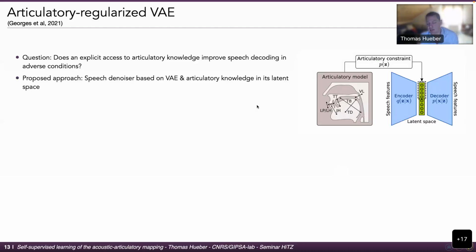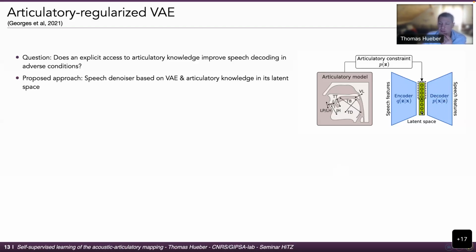And in particular, we work on another popular technique in self-supervised learning, which is called a variational auto-encoder. A variational auto-encoder is sketched here as this neural network with this diabolo shape. A variational auto-encoder is an auto-encoder. So it takes speech features as input and tries to reconstruct them at the output. And it has two parts: an encoder that will project the data into some kind of latent space, and a decoder that will generate some data from the latent code.